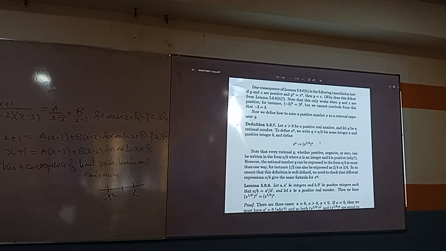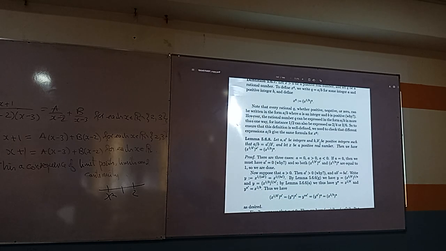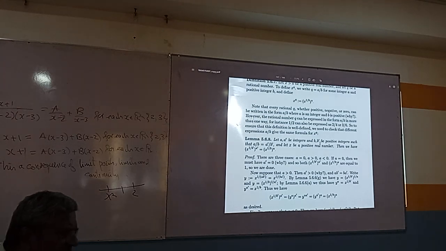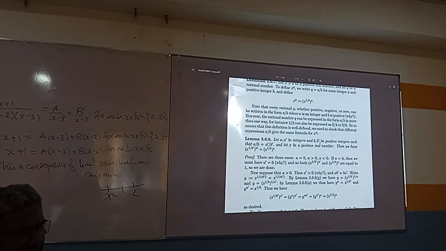Otherwise, x to the rational power is not well defined. So I will not go through the proof here. This is not difficult, but it is an important one because one can write 3 over 6 and 1 over 2. So somebody may take x to the 1 over 6th power, then third power. Somebody can say take different quotients. So all of them must give the same thing. It is an algebraic thing.